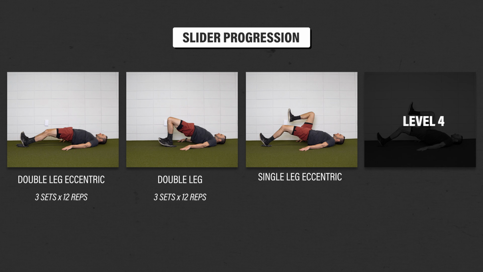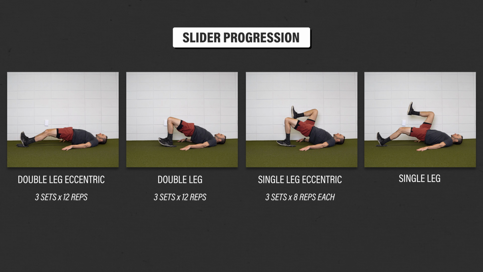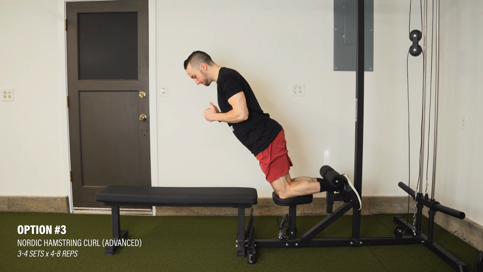Level 3, single leg eccentric. Aim for 3 sets of 8 reps on each side. And level 4, single leg. Perform for 3 to 4 sets of 4 to 8 reps each. Option 3, Nordic hamstring curl.